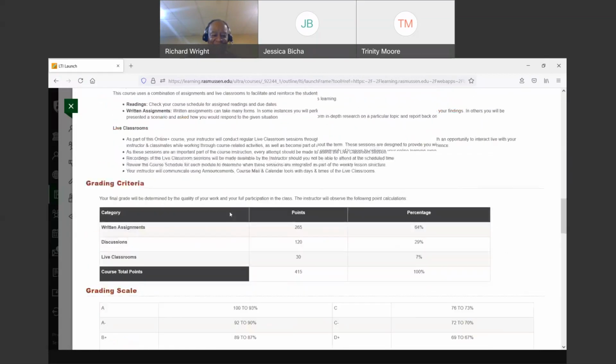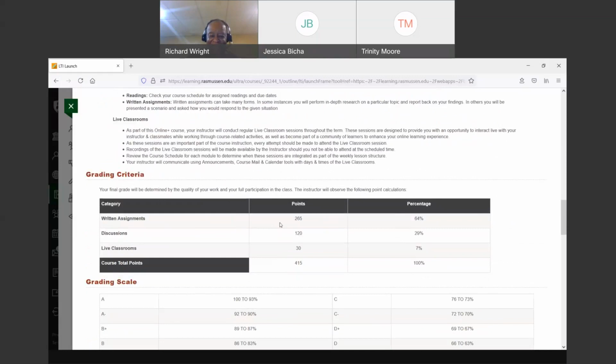This is the live lectures. And notice this, look at the points. Over half of your classes for these assignments, so when you miss them, that's not good. 64% of your grade. Discussions. So if you take these three and add them together, that right there is 90% of your grade. A little more, like 93. And then you got 7% for your live classroom lectures.